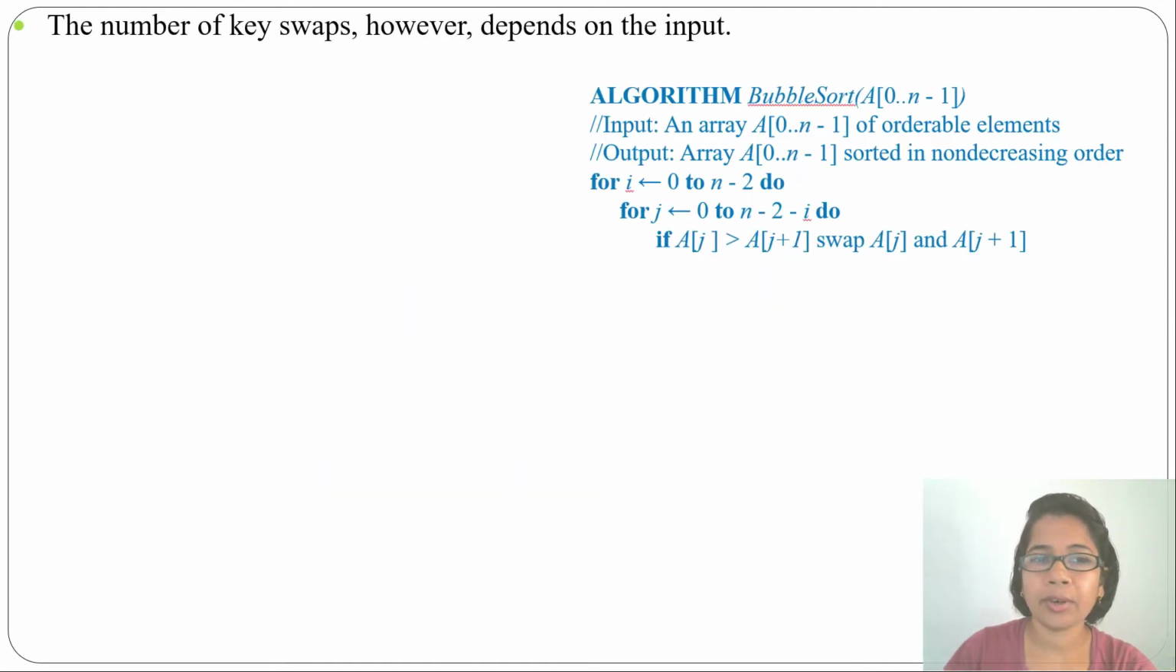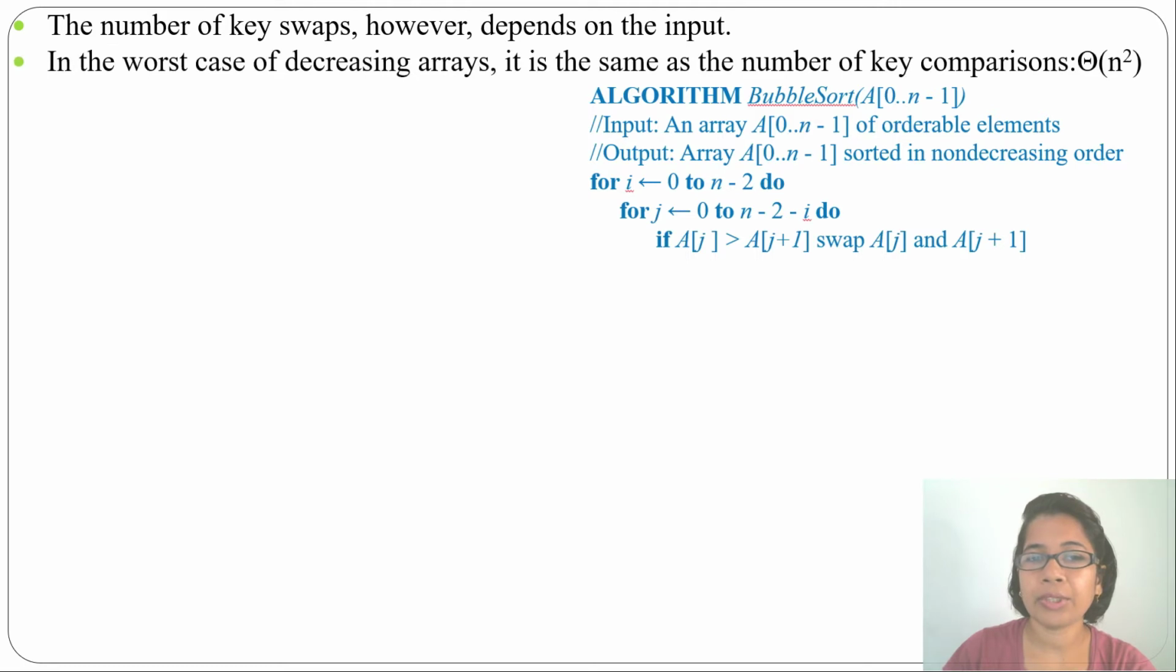The number of key swaps depends on the input, and in the worst case of a decreasing array, the number of comparisons is the same, theta of n square. Let's discuss bubble sort with an example.